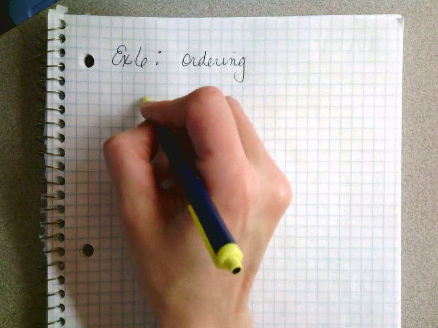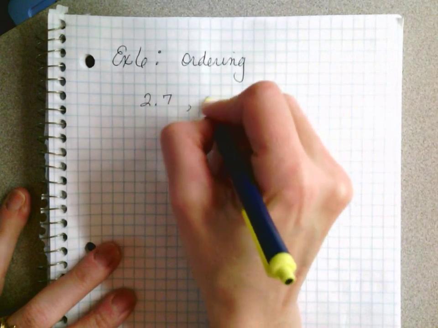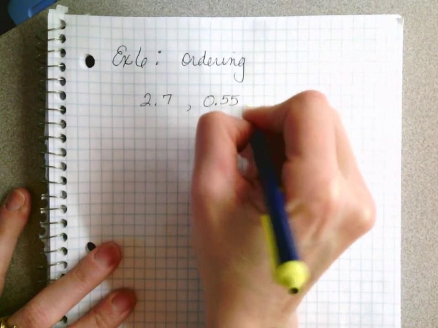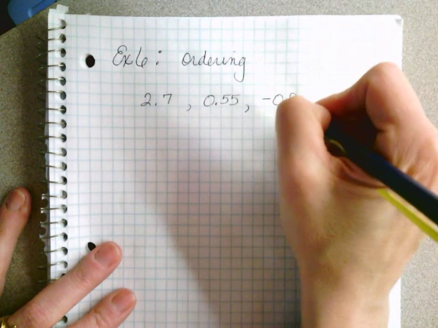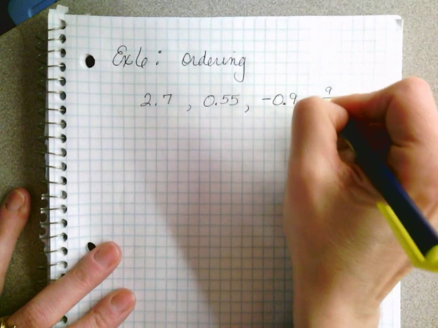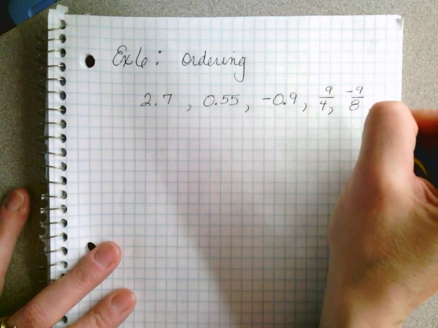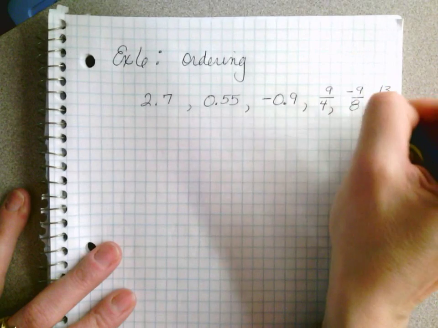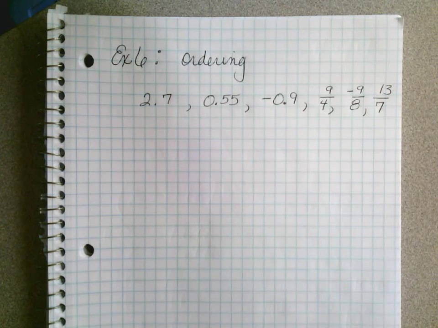If you're given a list, like say 2.7, 0.55, negative 0.9, 9/4, this is a lot of numbers, negative 9/8, and 13/7. Put them in order. I'll tell you how I do it. I convert them all to decimals. And then I put them in order.